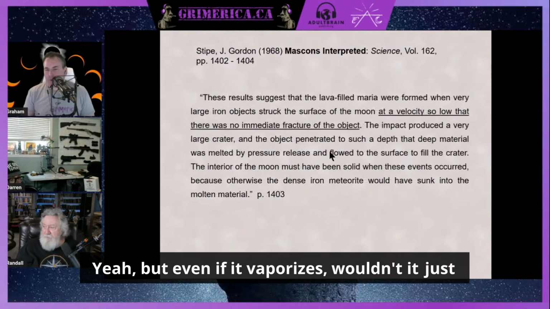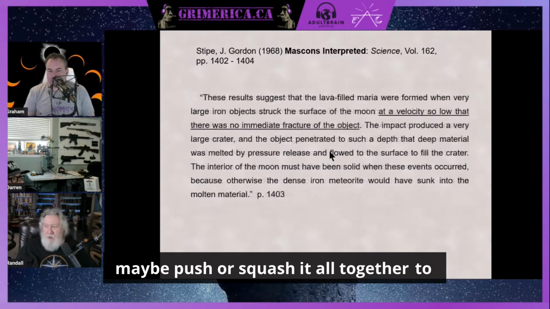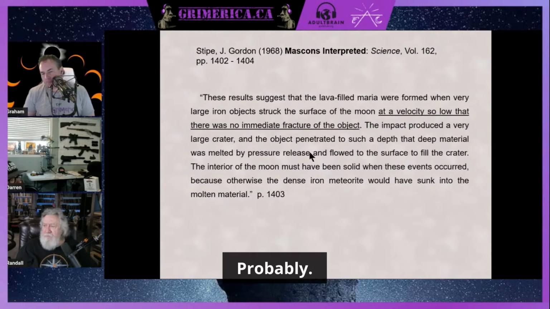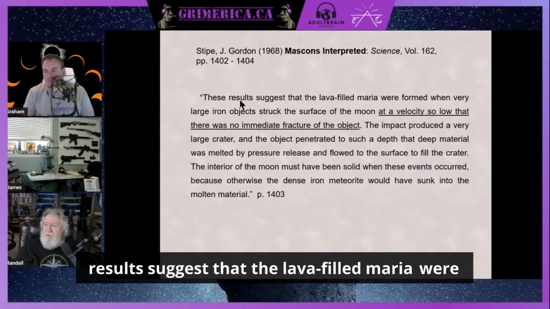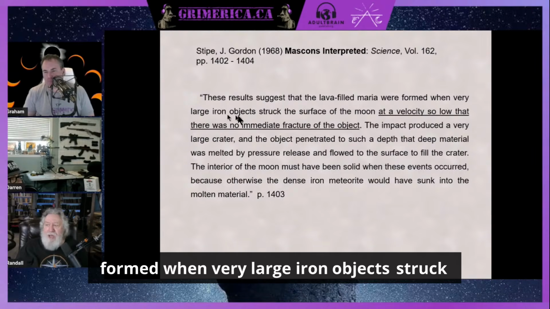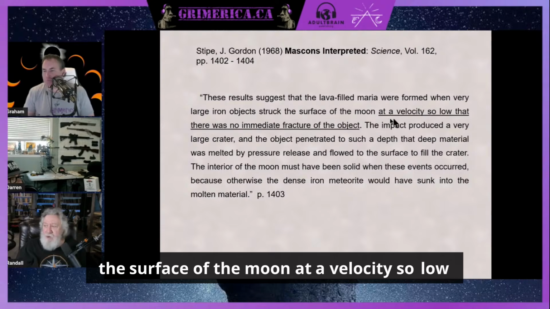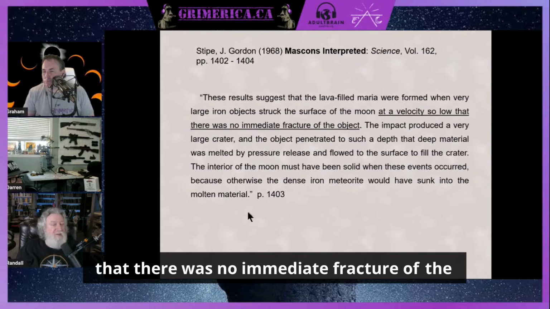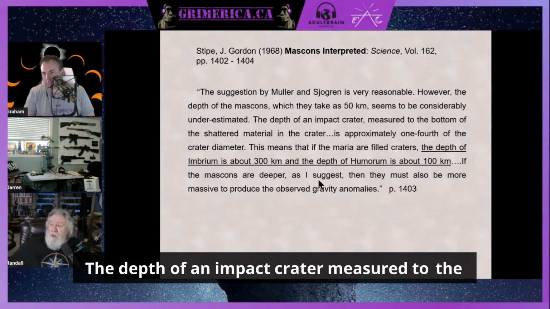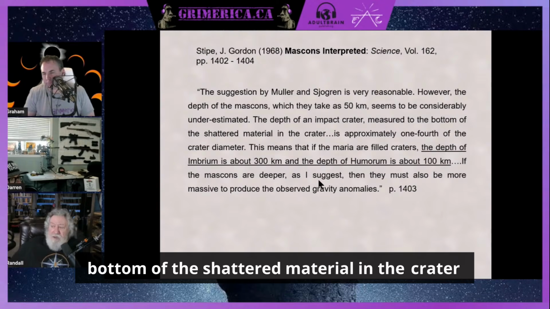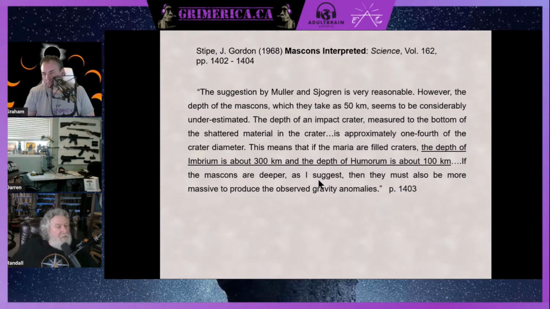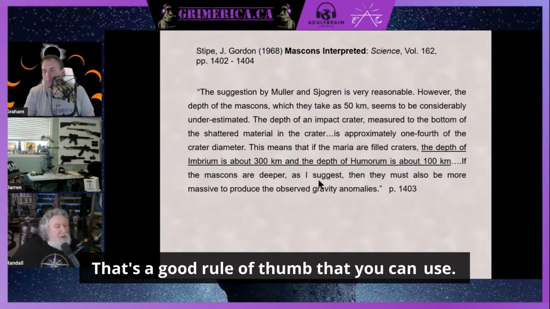He goes on, let's see here. Yeah, but even if it vaporizes, wouldn't it just maybe push or squash it all together to concentrate the mass somewhere? Probably. So these results suggest that the lava-filled Maria were formed when very large iron objects struck the surface of the moon at a velocity so low that there was no immediate fracture of the object. The depth of an impact crater measured to the bottom of the shattered material in the crater is approximately 1/4 of the crater diameter, right? That's a good rule of thumb that you can use.